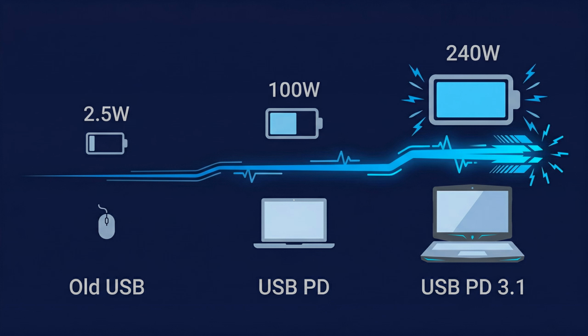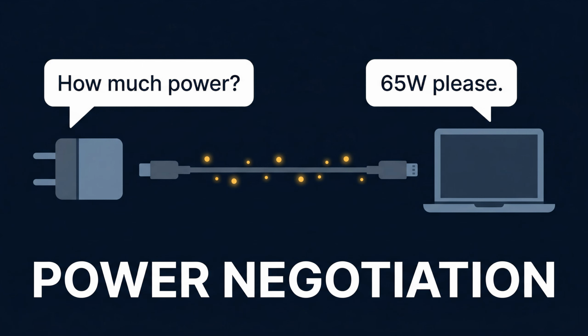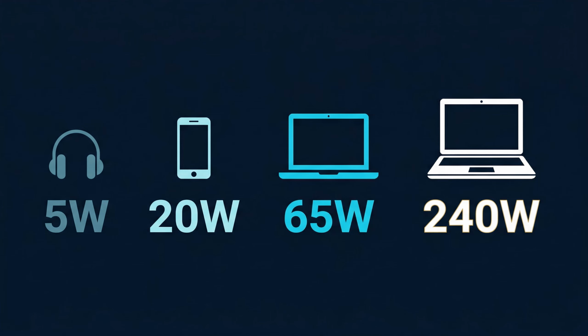Speed is one thing, but USB-C's other superpower is electricity. Old USB pushed about 2.5 watts, enough to slowly charge a phone, maybe. USB-C with power delivery changed everything. The charger literally talks to your device. They negotiate the right amount. Headphones get a trickle. A phone gets 20 watts. A laptop gets 65. And with USB PD 3.1, the maximum is 240 watts. That's enough for gaming laptops.